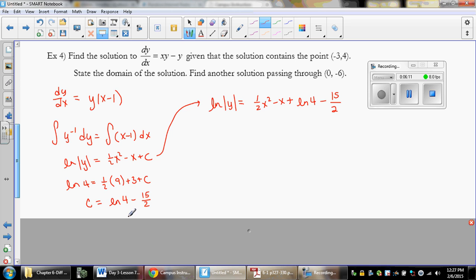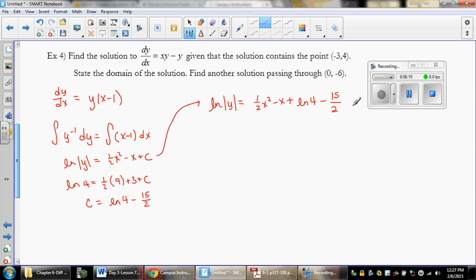I got this funky looking c, whatever, I don't care. It's still a c. And then I ended up with this. Okay, well, where do I go from here? I've got the c. How do I solve for y? Well, how do I get rid of an ln? I put it back in exponential form. So the absolute value of y is equal to e to the 1 half x squared minus x plus ln 4 minus 15 halves.